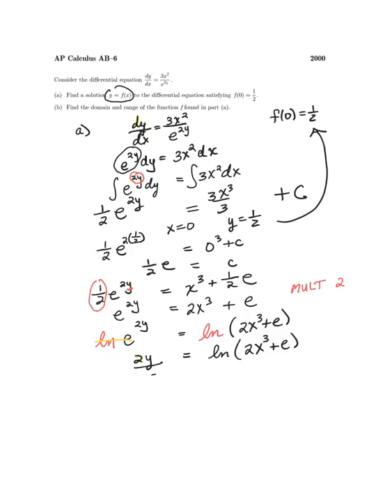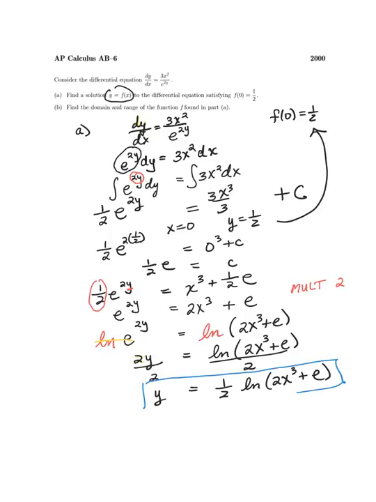We divide each side by 2. And the answer is 1/2 ln of 2x cubed plus e. And that is our function. Notice that the algebra did not yield two functions. We would get two possible functions if we had a y squared, but we don't, so this is the function.